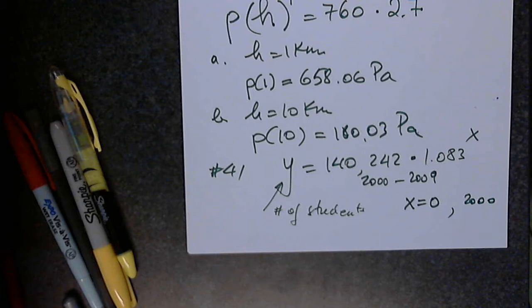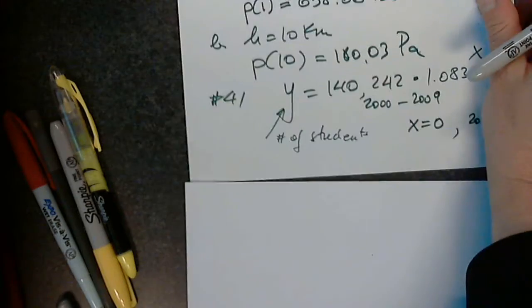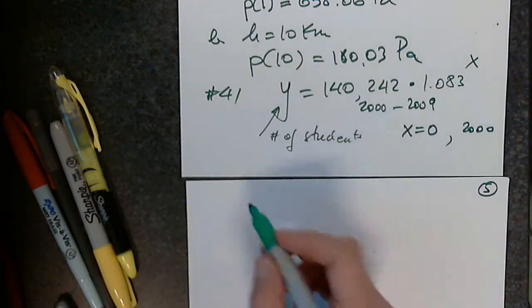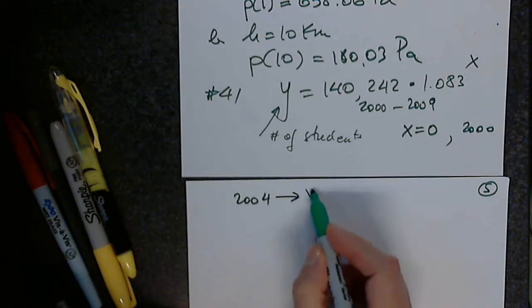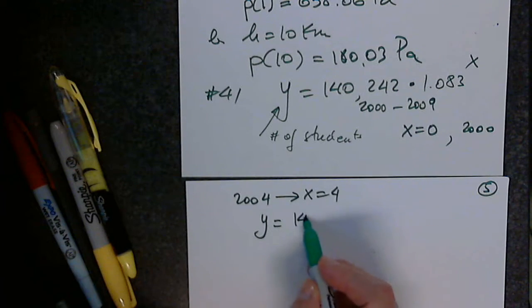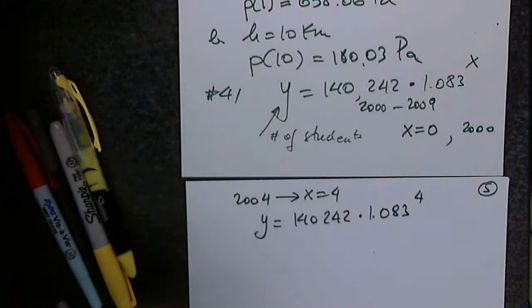Round answers to the nearest whole. Part A. Estimate the number of American students studying abroad in 2004. So our first question is asking us to find how many students were studying abroad in the year 2004. What do I need to do? So I find y when x is? Very good. So for this, x equals 4. So then y equals 140,242 multiplied by 1.083 raised to the 4th power.